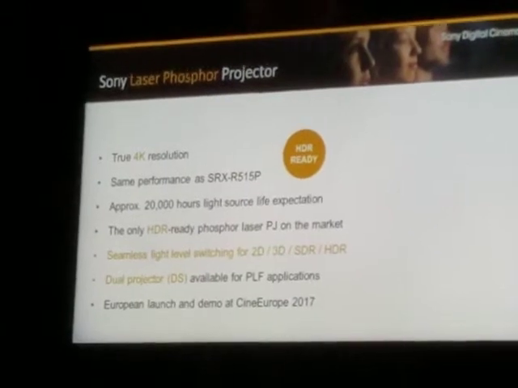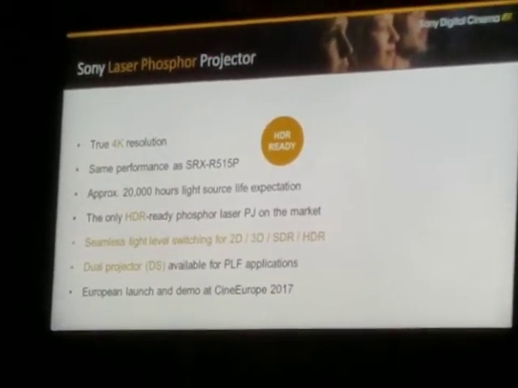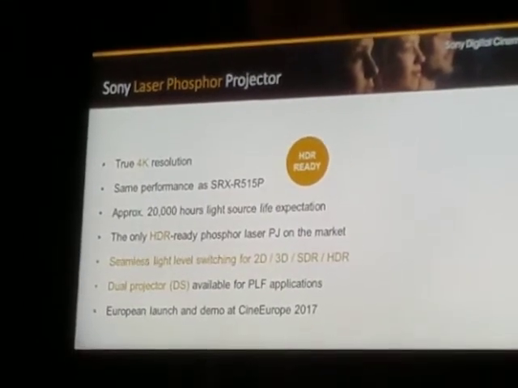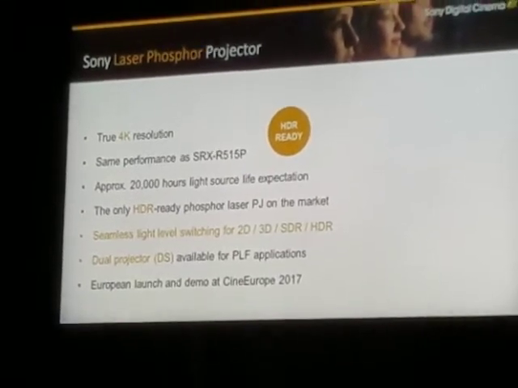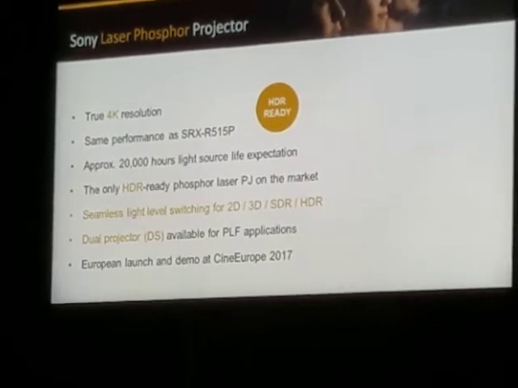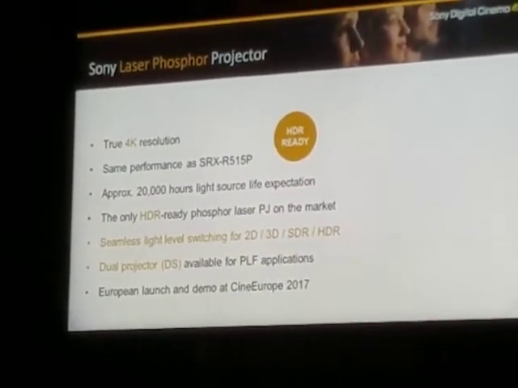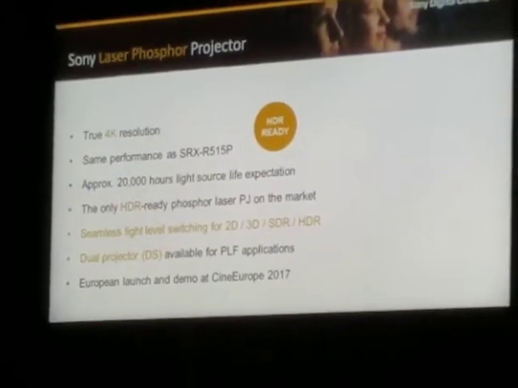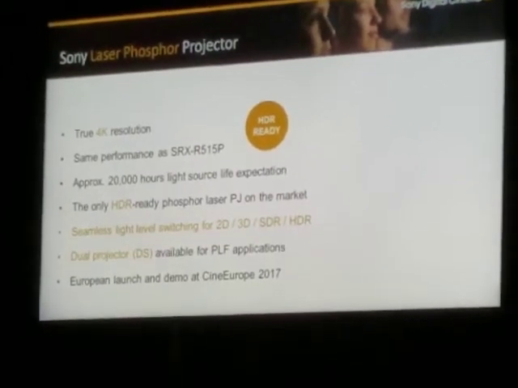Going to have a 20,000 hour life on the phosphor. Seamless switching, so if you've got standard dynamic range trailers and ads before the main feature, which might be HDR, then it will just switch seamlessly between the brightness. And to address larger screens, it's a 15,000 lumen projector, and we'll have a dual configuration. We showed it at BIRTV in Beijing last August, and we showed it again at CineAsia in December, and we don't have it here, but we'll be showing it in Europe for the first time next June at CineEurope.